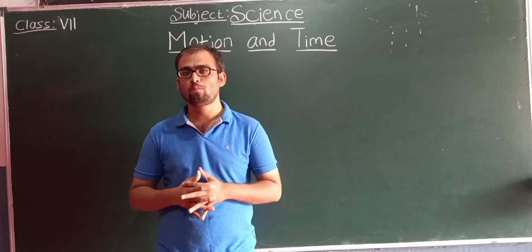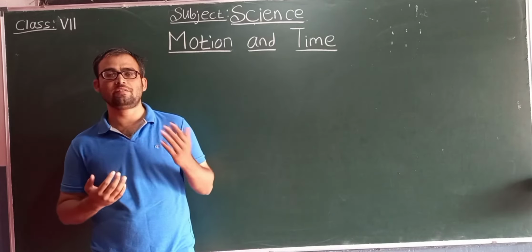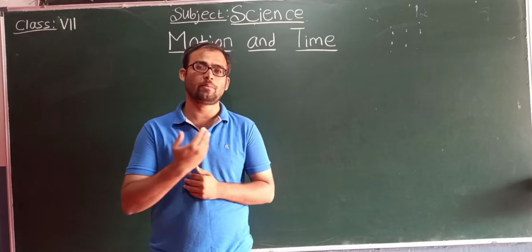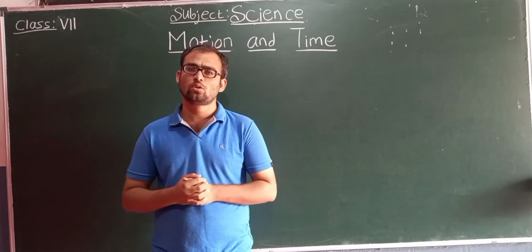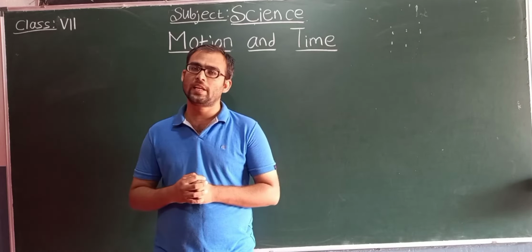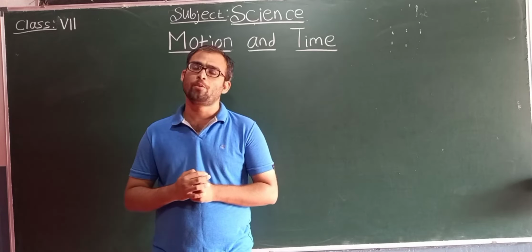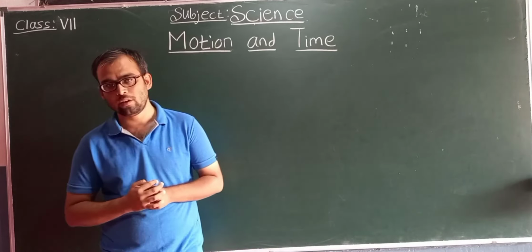Motion means the movement of any object, whether it is a living or non-living thing. The movement of any object is termed as the motion of that thing. Here, motion is basically of three types: motion along a straight line, periodic motion, and circular motion.